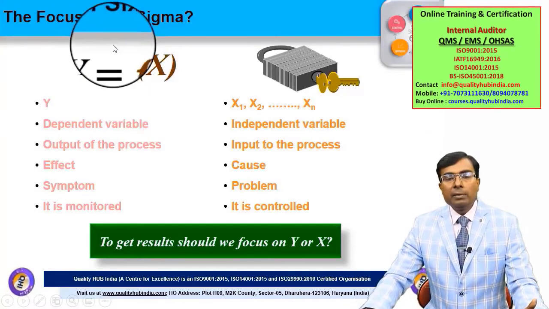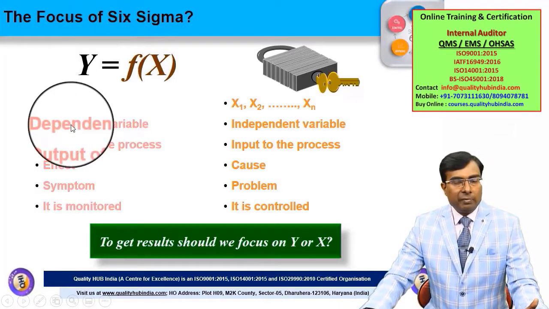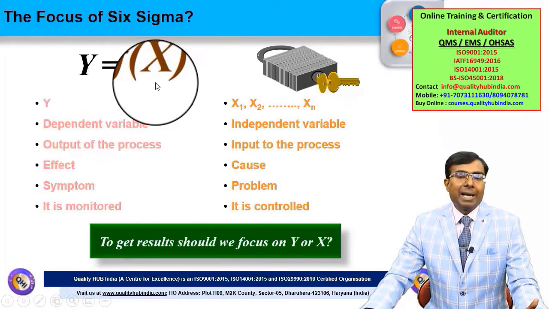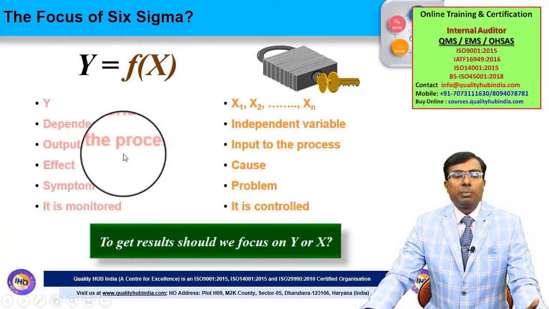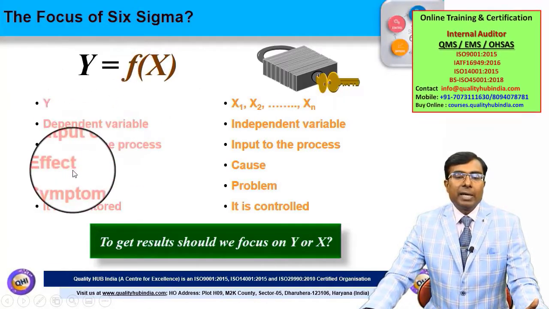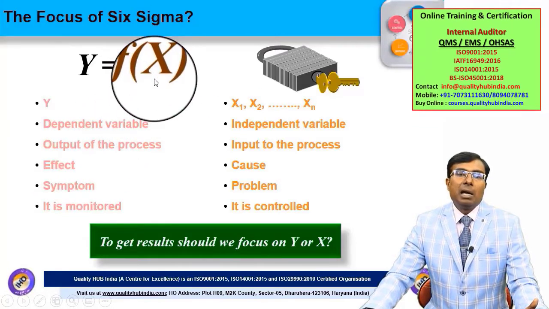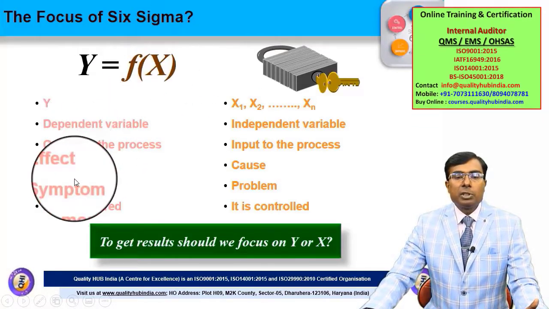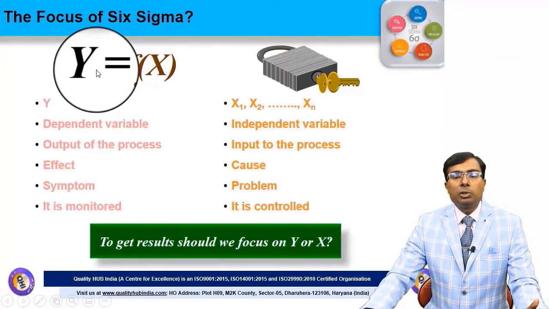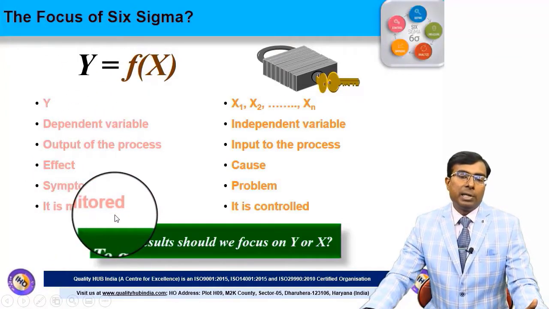world. So y is called the dependent variable because it depends on x. This is also called the output of the process. This is also called the effect because x's are impacting y. This is also called symptoms. This is also called the area of monitoring.